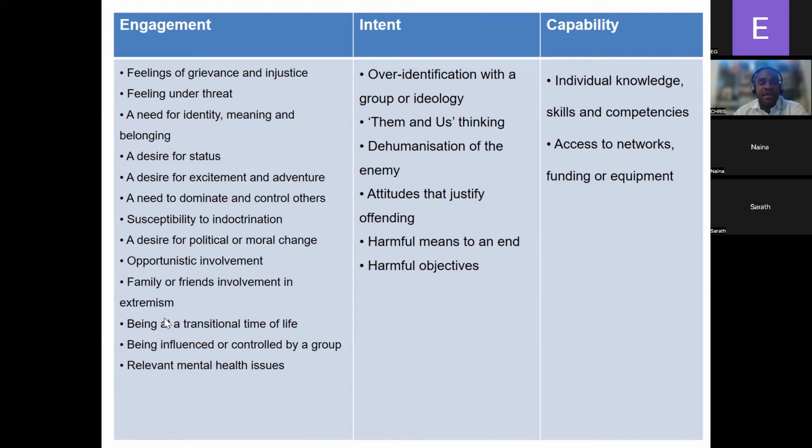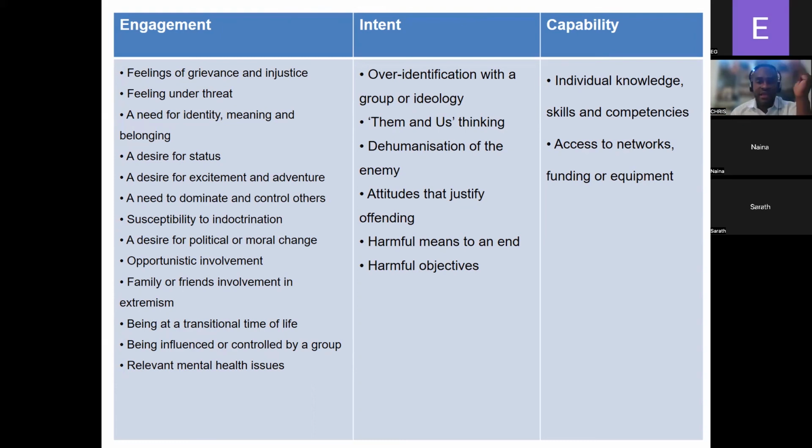Some people are at a transitional time in their lives and they feel, okay, this is the next thing to do. Being influenced or controlled by a group. Relevant mental health issues also are factors. What is the intent most of the time? Over-identification with a group or with an ideology makes people decide to do that. Then there is the them and the us factor.